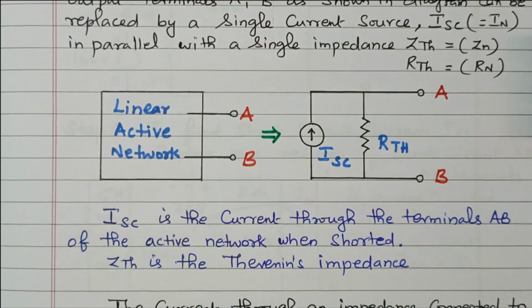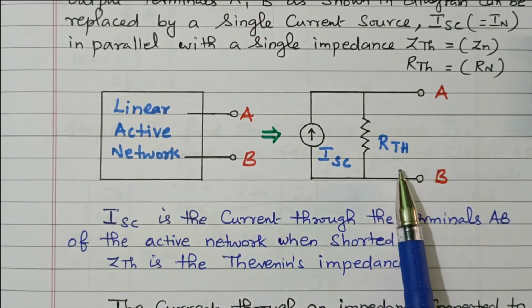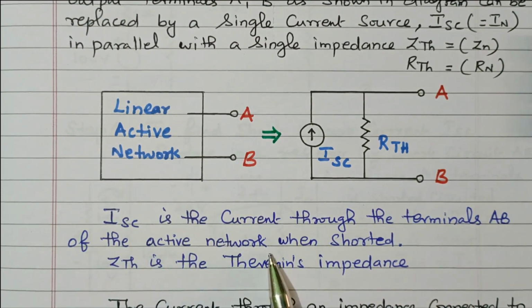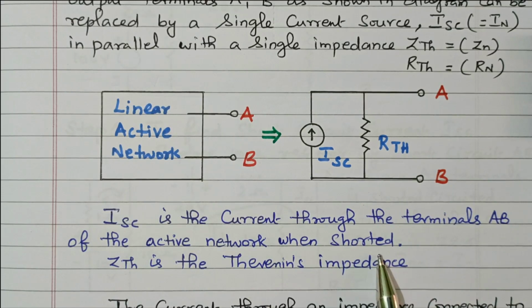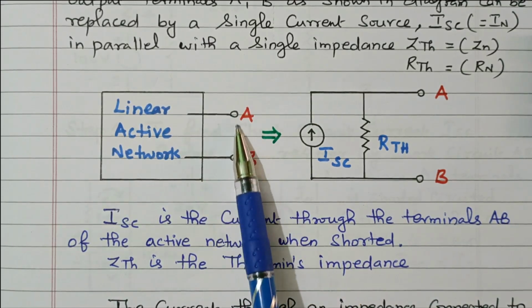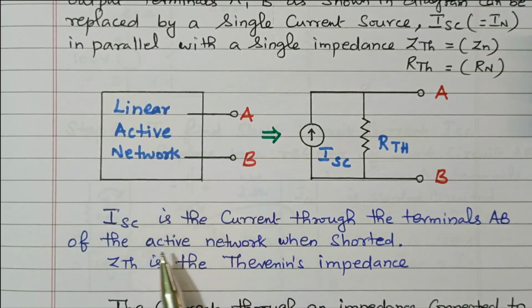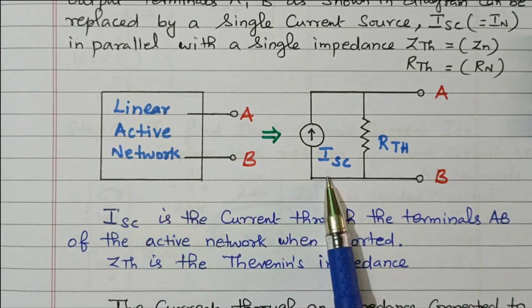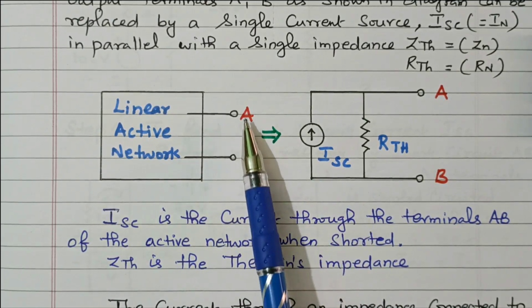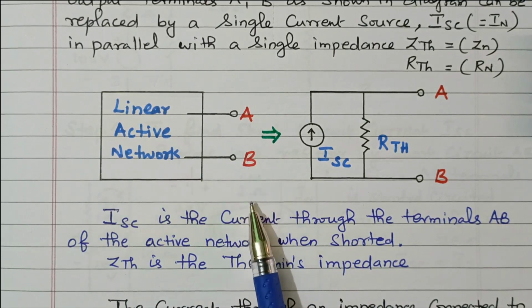What is the procedure to find the short circuit current and RTH? ISC is the current through the terminal AB of the active network when shorted. We need to short circuit this terminal AB. Then we need to find the current flowing through the terminal AB. That is nothing but the short circuit current. This is a current source. So ISC is the short circuit current obtained by short circuiting the terminals A and B.